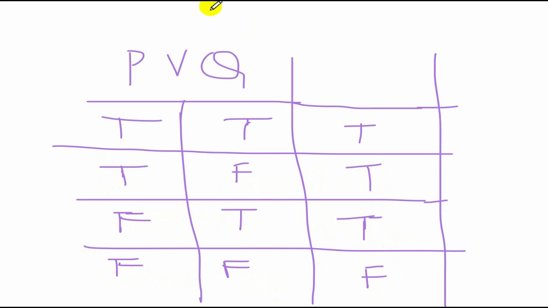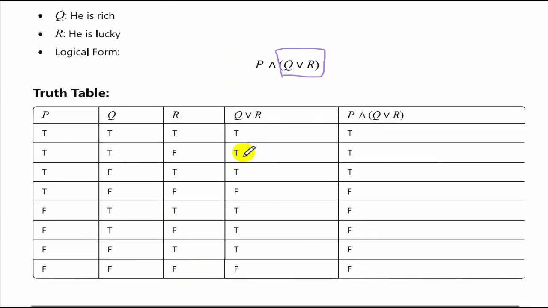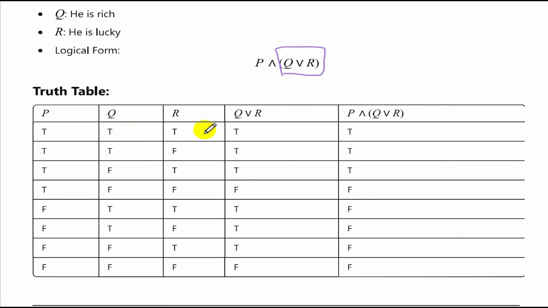Okay, now let's come back to this table here. First we write TT, TF, FT, FF. Once again we repeat the same process, TT, TF, FT, FF. Then four times T, four times F. That's it. Our first three columns are ready.